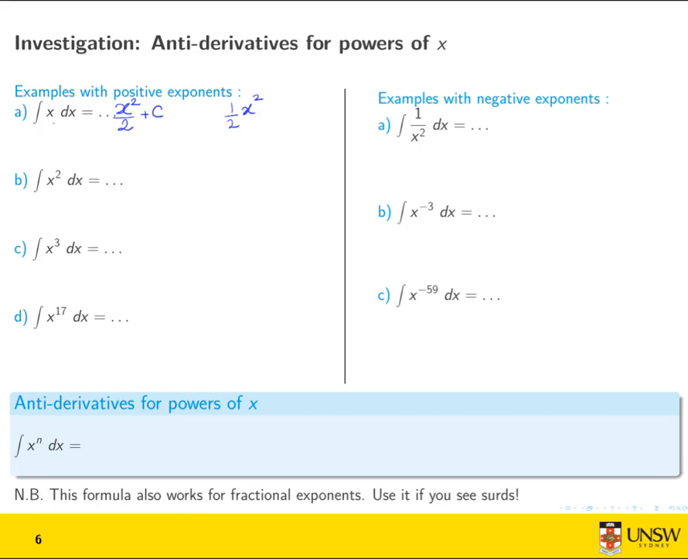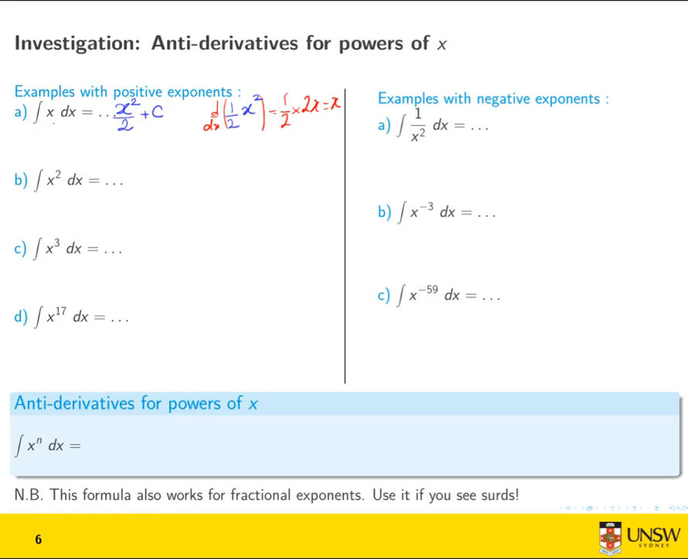For those of you who are a little confused, please note that x squared on 2 is the same as 1/2 times x squared. In other words, it's a constant times a function. And when you take the derivative, you're going to get the constant, the 1/2, times the derivative of the function. So when you differentiate this, what you will get is 1/2 times 2x, and that's indeed x.